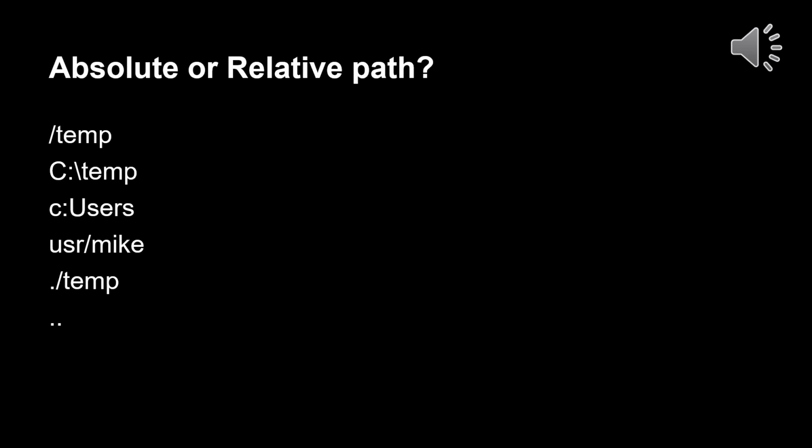./temp. The . is the current working directory. So that one does not begin with the slash, begins with the . So under the current working directory, there is a folder or file named temp. So that is a relative path. Finally, the last one, .., that does not begin with a slash. And so it is the parent directory of whatever my current directory is. So it is relative.